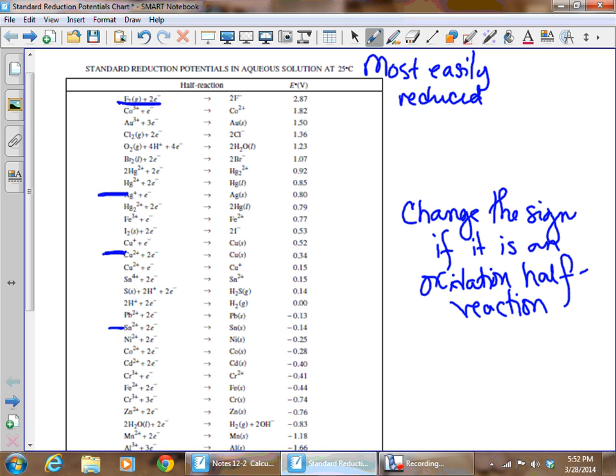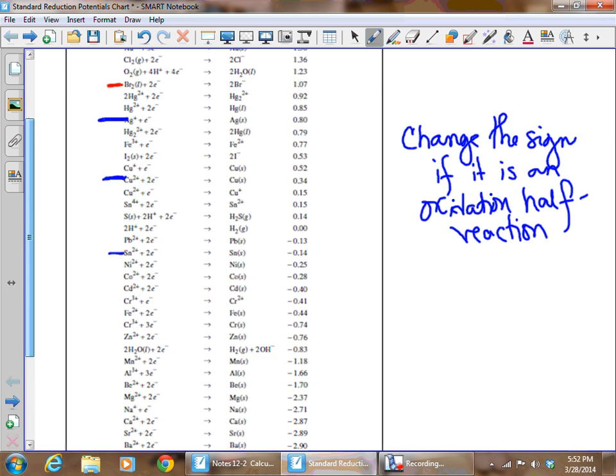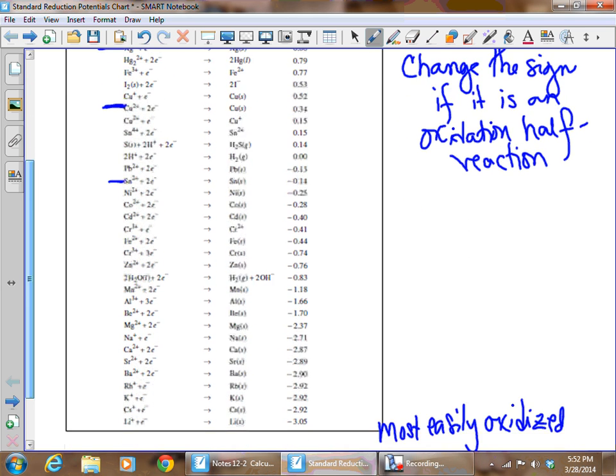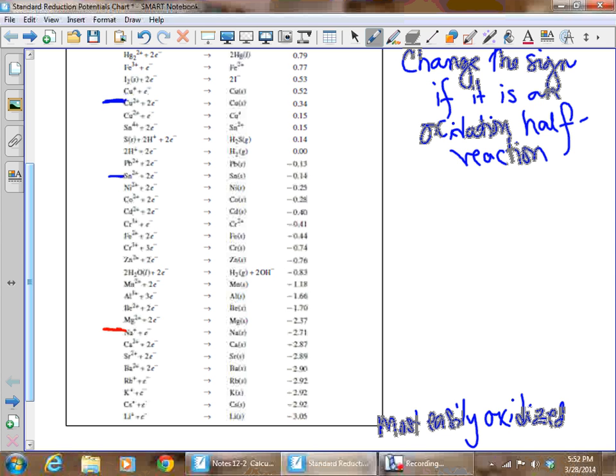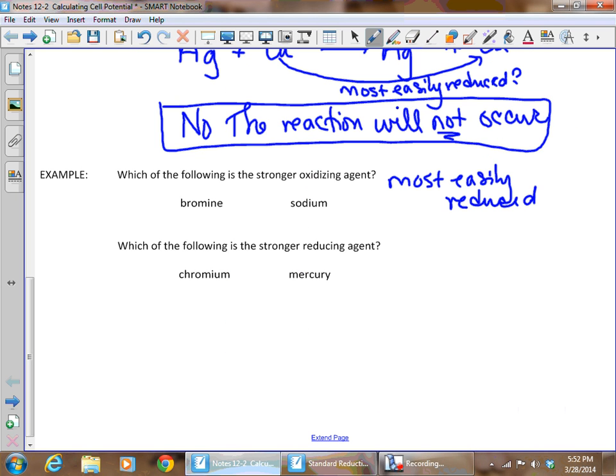As we look at this, we see that bromine is up here. We see that sodium is way down here. So it looks like bromine is our most easily reduced substance. And since it is the most easily reduced substance, it is the strongest oxidizing agent.